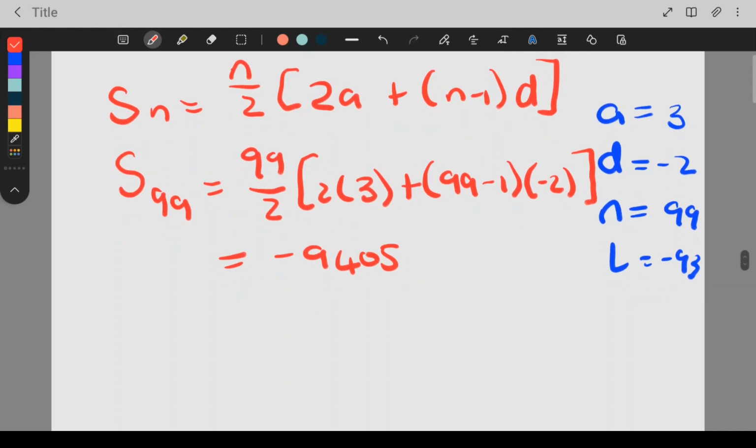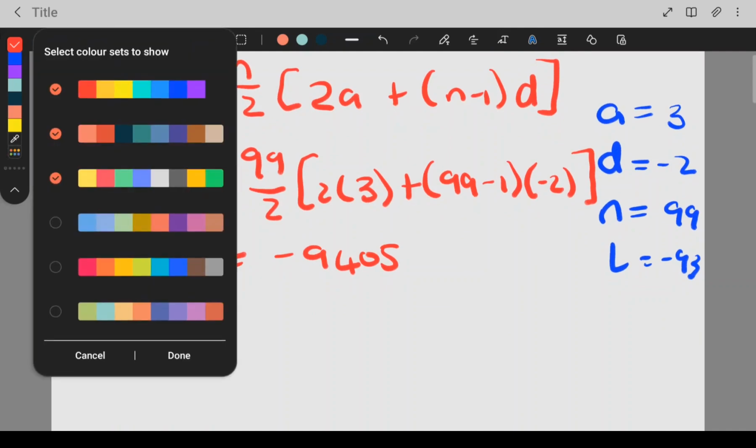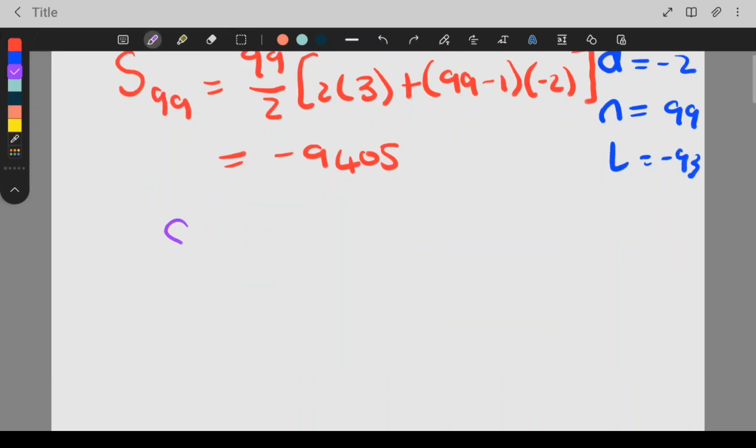So let's use the other formula now. If you want to use the other formula, it's this one.